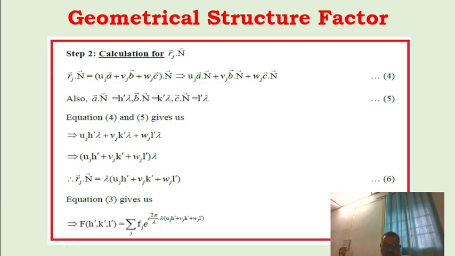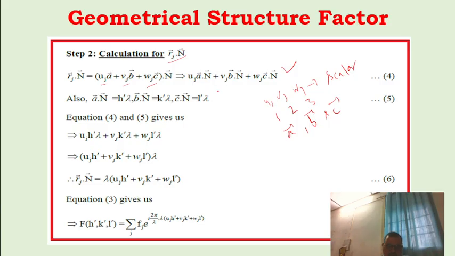In the second step, I want to find this term rj dot n vector. So rj I am taking here as uj a vector plus vj b vector plus wj c vector. uj, vj and wj represent the scalars. This may be 1, this may be 2, multiplied by the lattice primitives a vector, b vector and c vector like this. So we have done this in the second equation, we are putting the values, a dot n is like this.